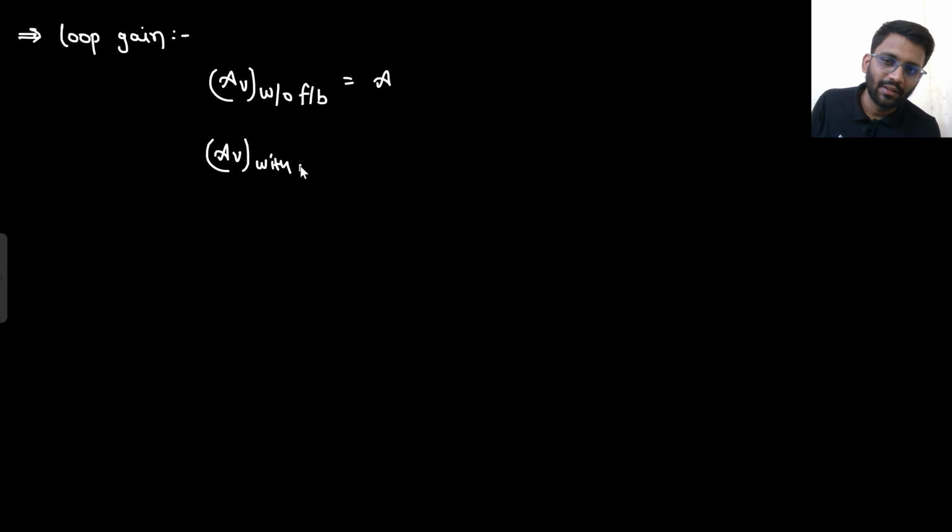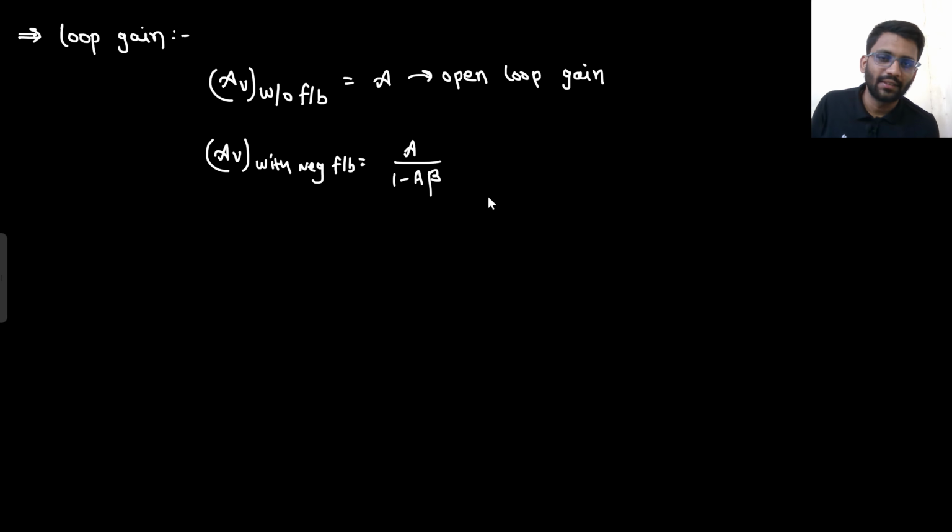So what was the gain we were getting when we had the feedback? Okay, forget about it. What was the gain without feedback? Gain without feedback, that was A, right? Now what was the gain with negative feedback? That was A upon 1 minus A beta. What were we calling this one? This was open loop gain, right? And I was calling this as a whole as closed loop gain.